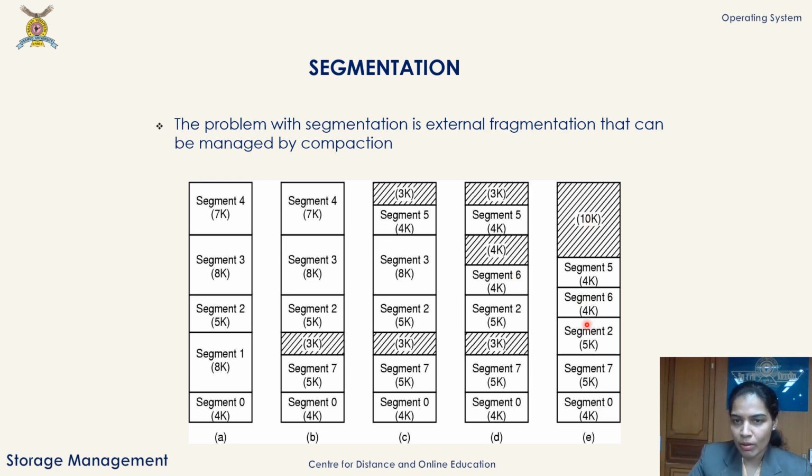Using compaction, all the holes will be moved to one side of the memory and the processes are moved to the other side of the memory. The compaction technique takes some resources and is time consuming, but it solves the problem of external fragmentation. So this is the end of the unit on storage management.